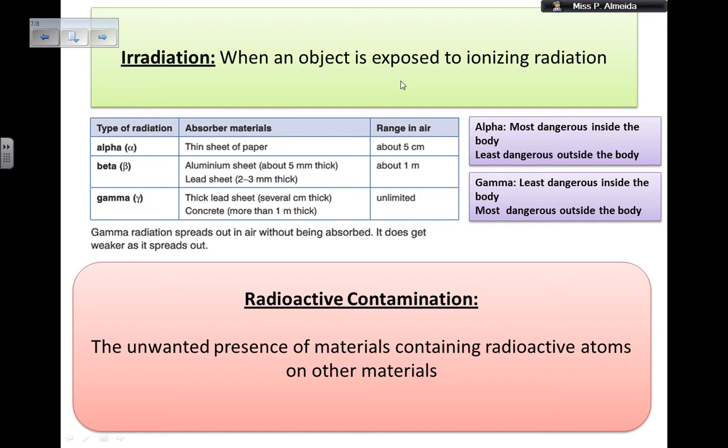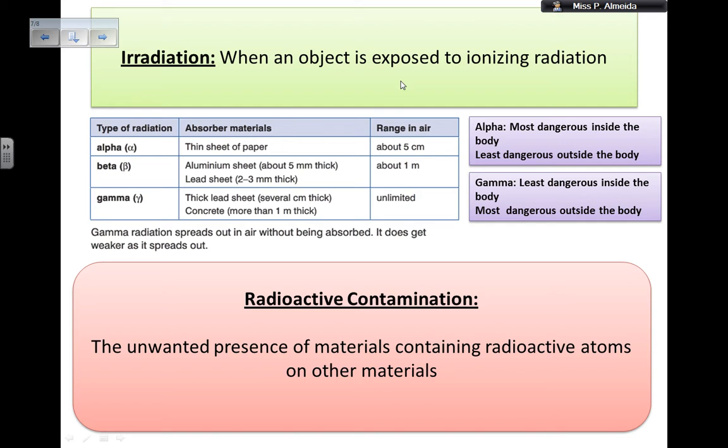So if I have it near me, it could be that in about 5 centimeters it's going to be absorbed, or it may not even get into my body. But if I happen to breathe it in, for example, in the mines there is a lot of alpha radiation. Imagine that I'm not wearing a mask. If I'm breathing it in, then it's going to go inside my body, into my lungs, which are quite sensitive. So that is going to be very dangerous, okay?